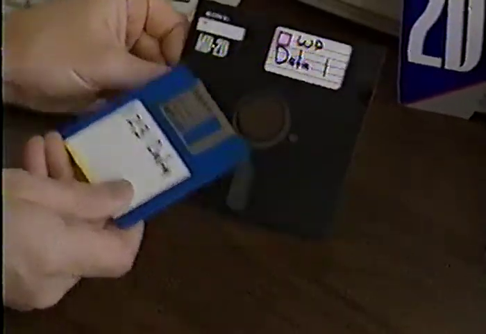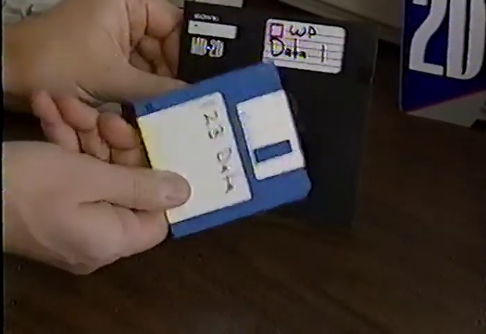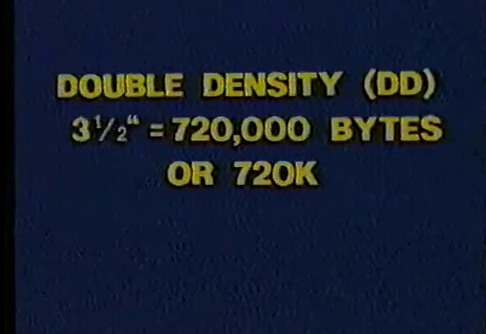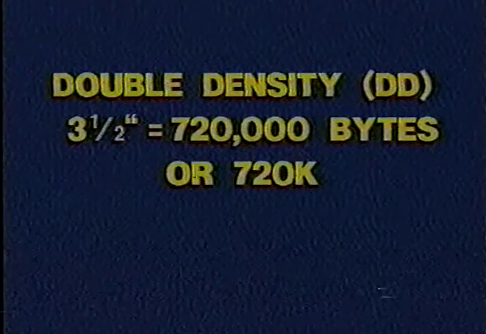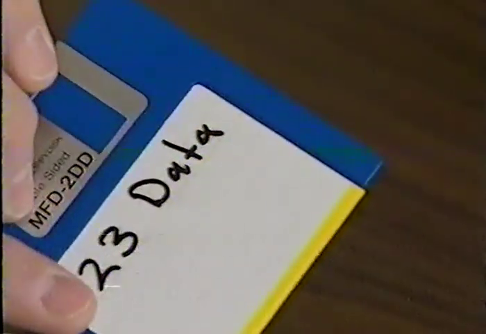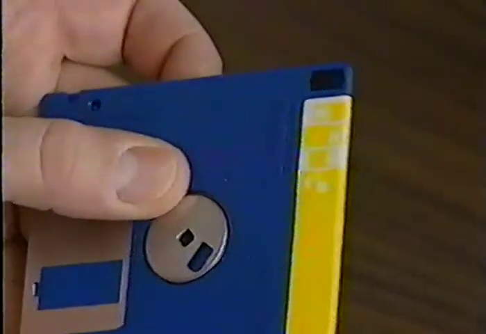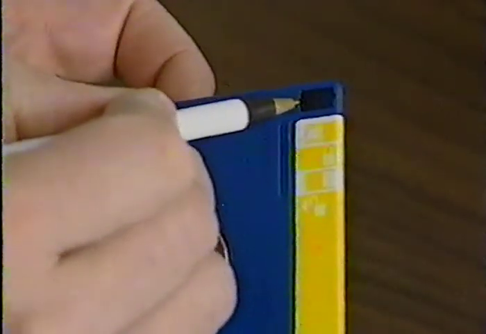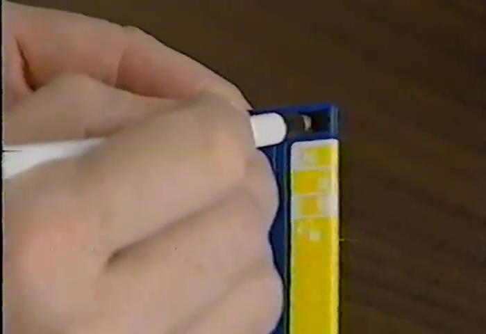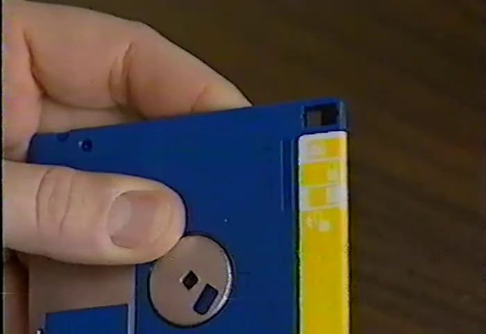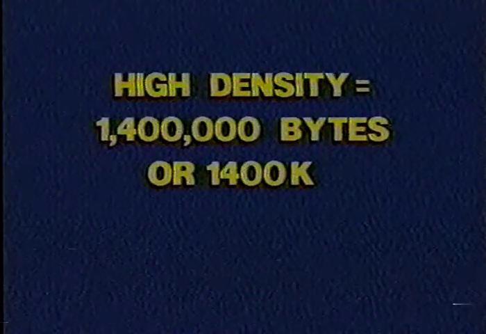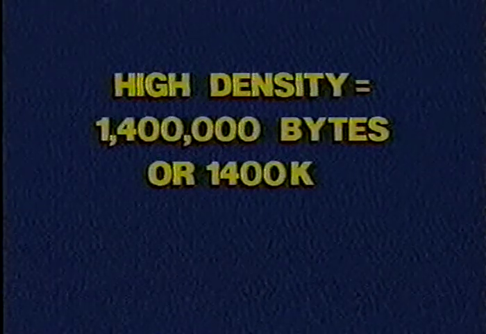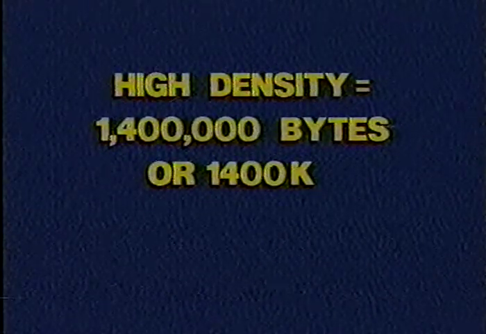In addition to being smaller, its cover is made of a non-flexible plastic and can hold 720,000 bytes of information. The Write Protect tab is located in the upper right-hand corner and has a switch-type design. Write Protect on and off. Like the 5 1/4 inch diskette, the 3 1/2 inch diskette comes in a high-density version requiring a high-density drive.